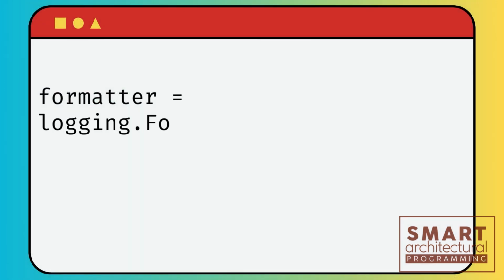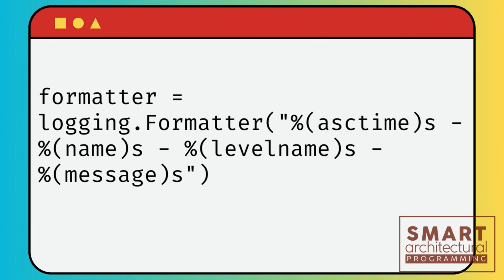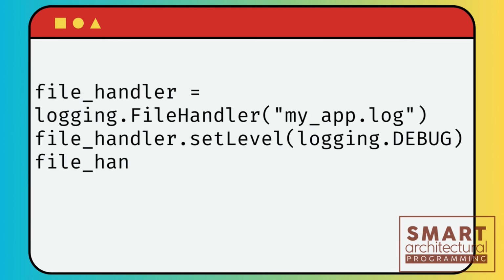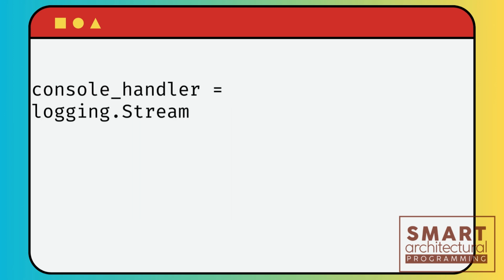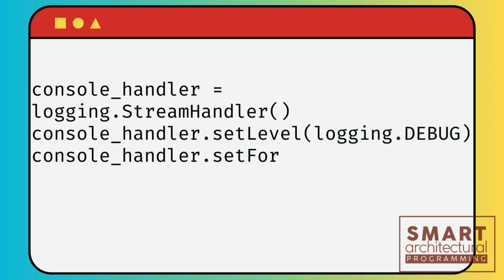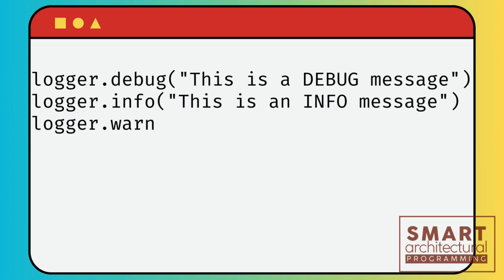A formatter specifies how log messages should be formatted before they are written to a file or displayed on the console. You can also configure a file handler to write log messages to a file. Additionally, you can create a console handler to display log messages in the console. Now that we've created our handlers, let's add them to our logger. With our logger configured, we can now log messages at different levels of severity.